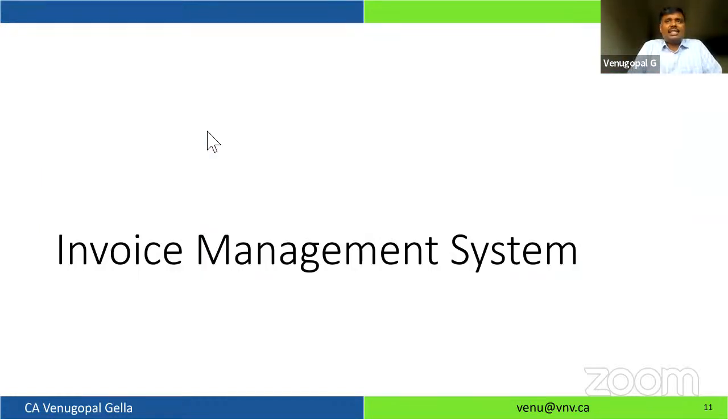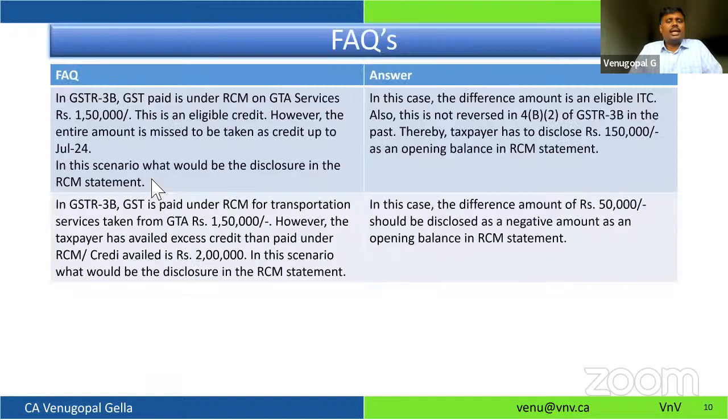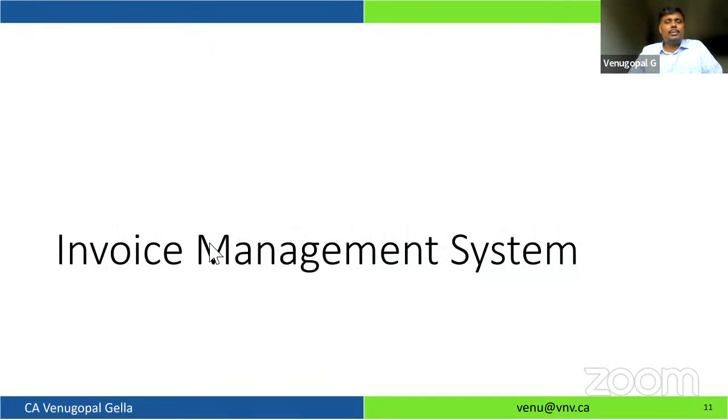Moving to the next topic, invoice management system. This is another new thing coming. By the way, just to sum up on the reverse charge liability, once you key in the opening balance, I am under the presumption that, like how you have the electronic credit reclaim statement, you will now have multiple ledgers. So the next ledger is the IMS ledger, which we are going to see. Before I walk into IMS, let me see if there are any questions on the chat. I'll pick that up.